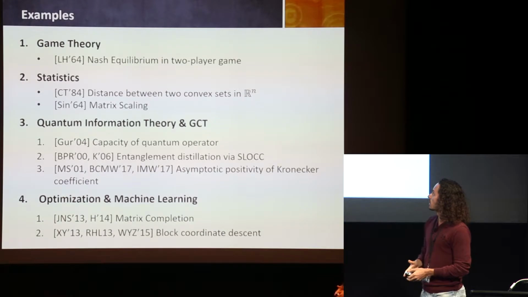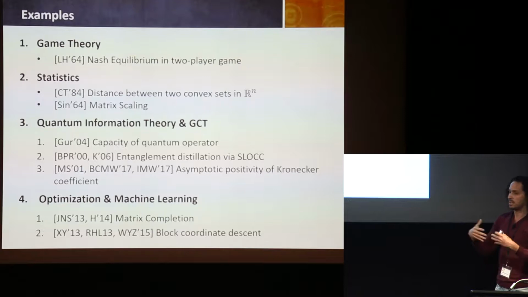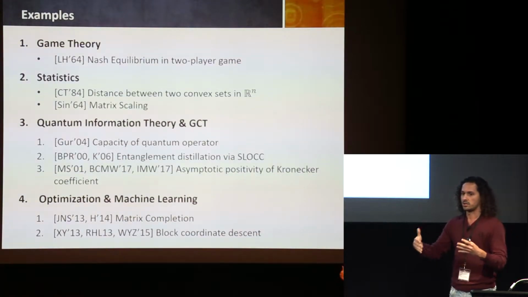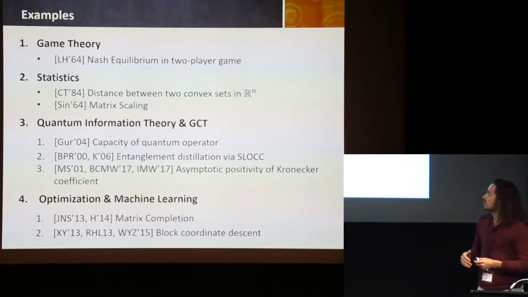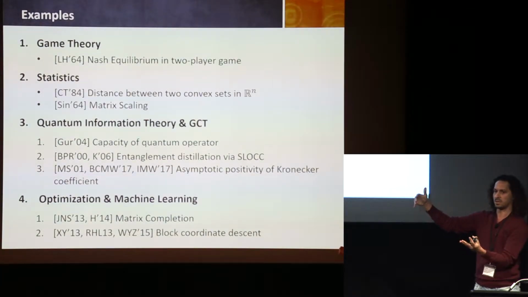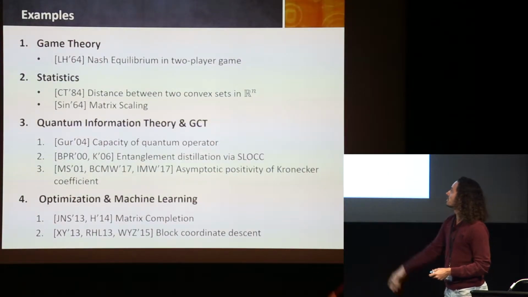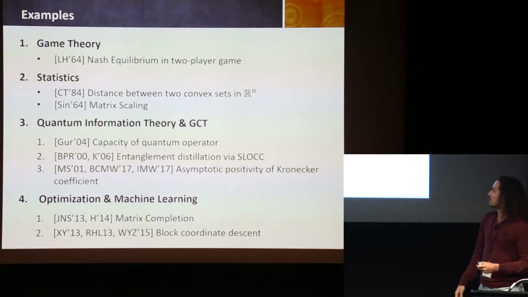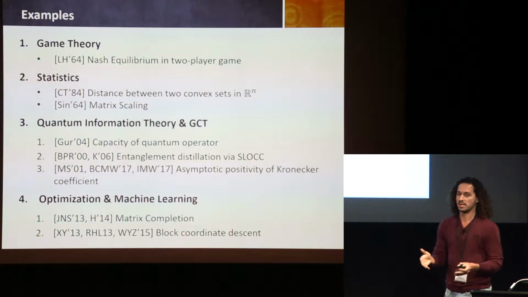And Sinkhorn in '64 defined the matrix scaling problem, where you pick a non-negative matrix and you try to scale this matrix to become doubly stochastic, which is another example of alternating minimization, where you just make the matrix row stochastic, and then you mess up the columns. And then you say, OK, now let's make it column stochastic, and so on. And there are generalizations to quantum information theory. Like Bernard said, quantum operator scaling is also another example of alternating minimization.